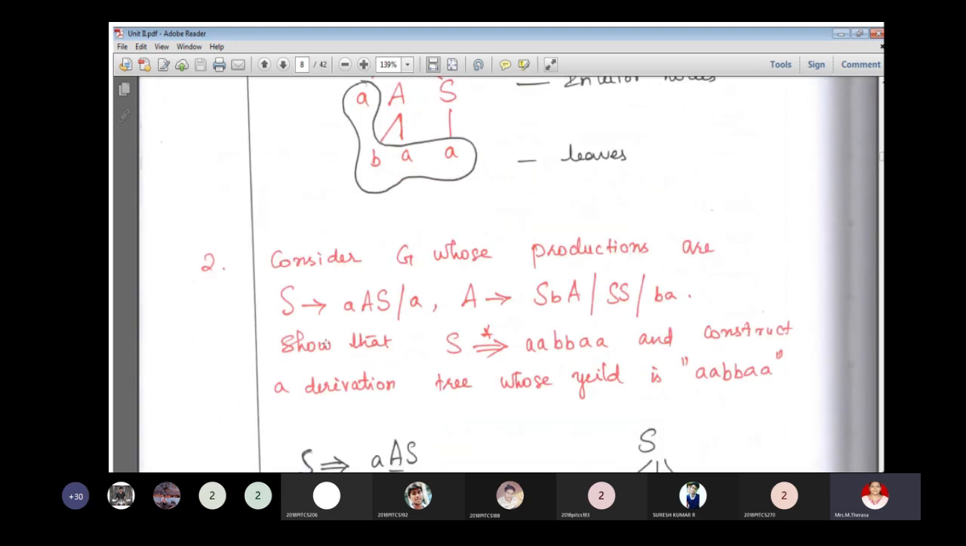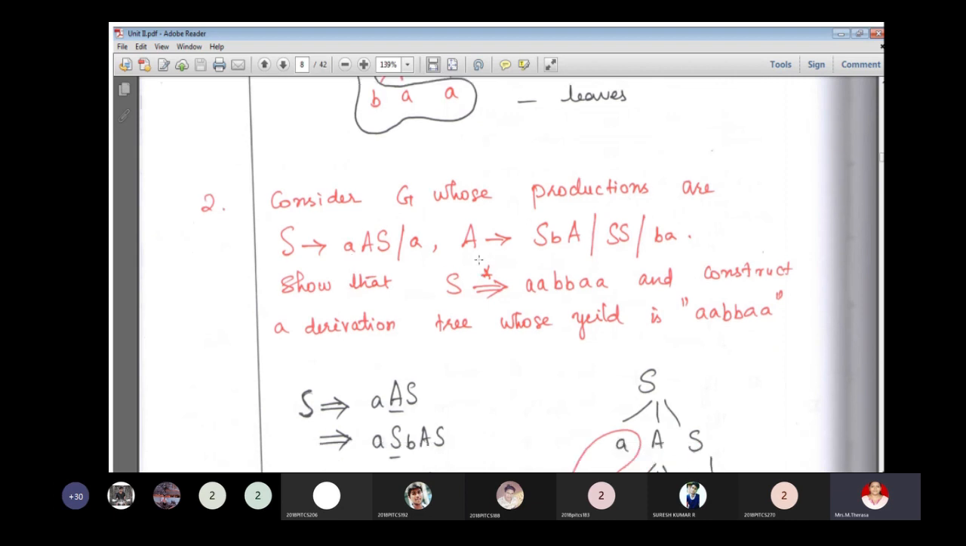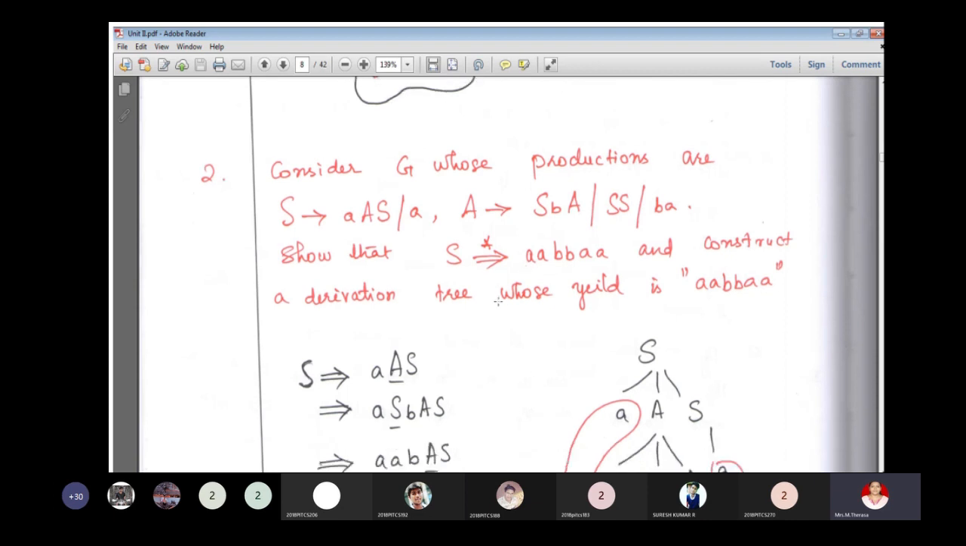Okay, next. Consider G, the grammar, whose productions are S tends to small a, capital A, S, or a. And A tends to capital S, b, capital A, or S, or b. And show that S derives, over multiple steps, aabbaa, and construct a derivation tree whose yield is this string aabbaa. Okay, so we are supposed to derive this aabbaa, and we have to construct a tree for that.